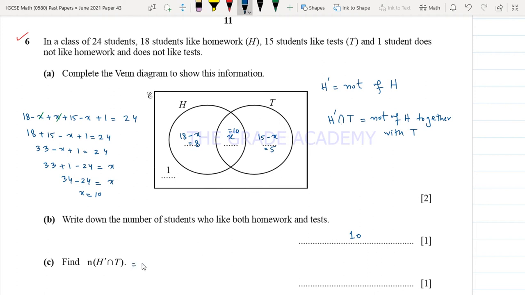So this is the number of students who like tests but not homework.